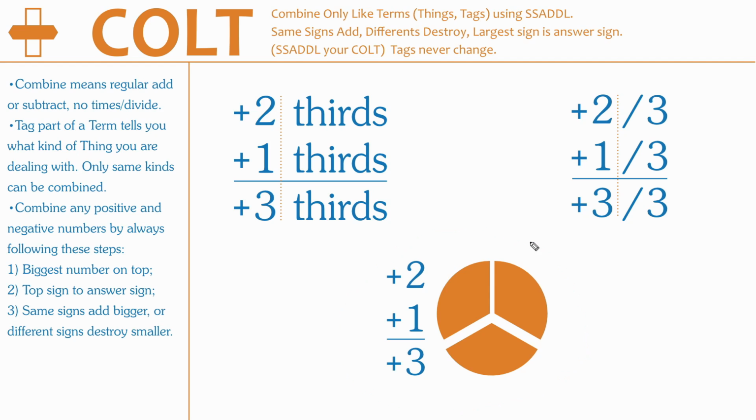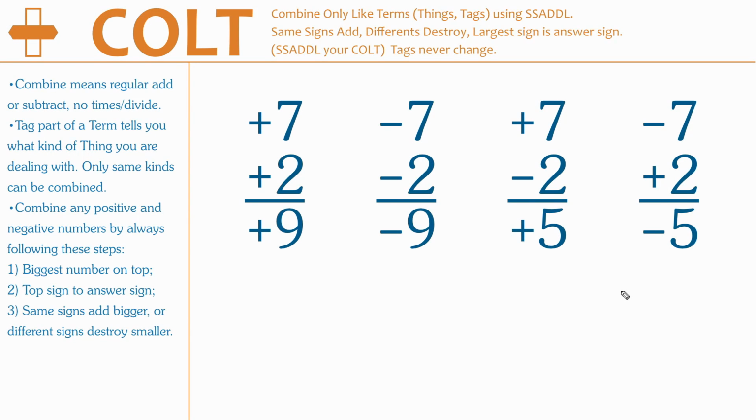So now translate that into numbers, because numbers are supposed to be representing real life. If we have 2/3 plus 1/3, we're still going to get thirds. So combine only like terms and get only a like term. Combine only like terms using SADDLE. Same signs add, difference destroy, largest sign is the answer sign.